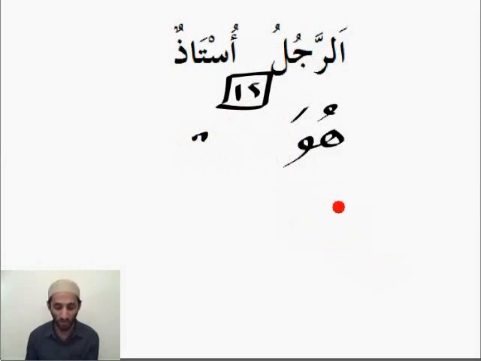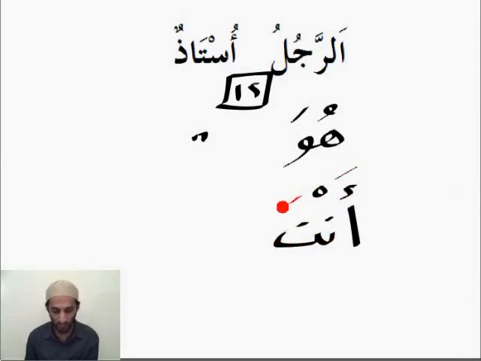Or if you want to say you are a teacher, we just use the word for you, which is anta. Put in the dots on the vowels. There we have it, anta, and the same as before, ustadhun. If I want to say I am a teacher, use the word for I, the pronoun for I. And there we have it, ana ustadhun.